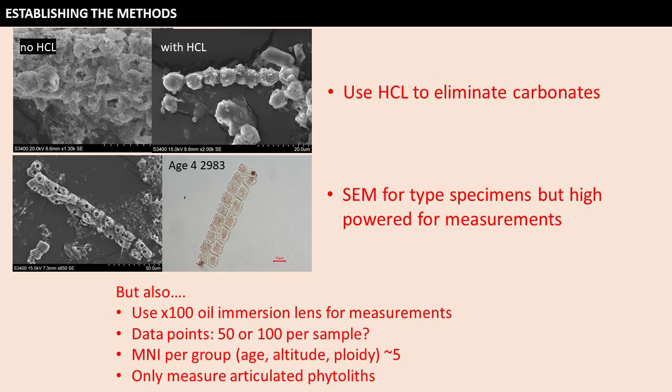And then the last thing would be the ploidy. There are diploids, tetraploids and triploids. So that could potentially also affect the way the phytoliths look. So I'm trying to get a minimum of 5 individuals per group to compare across these different individuals. And also only measure articulated phytoliths.